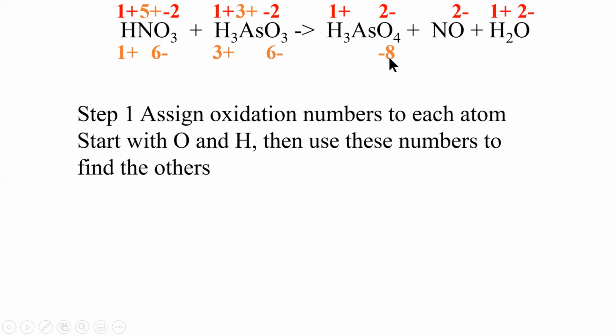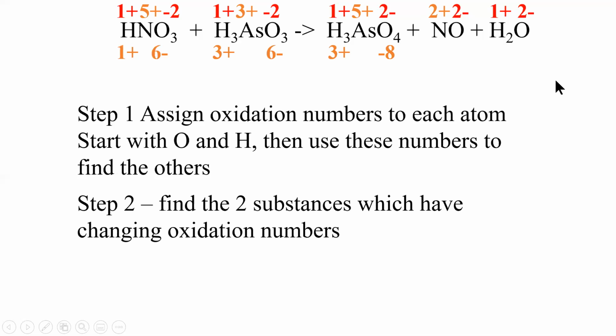And in this case, we have 4 oxygens giving us a total of -8. Each hydrogen is +1, so that's a +3. We're going to need a +5 state. And oxygen is -2 in nitrogen monoxide, so nitrogen is a +2 here. So we are going to now identify which substances change their oxidation state. Nitrogen is going to go from a 5 state to a 2 state, and arsenic is going to go from a 3 state to a 5 state.